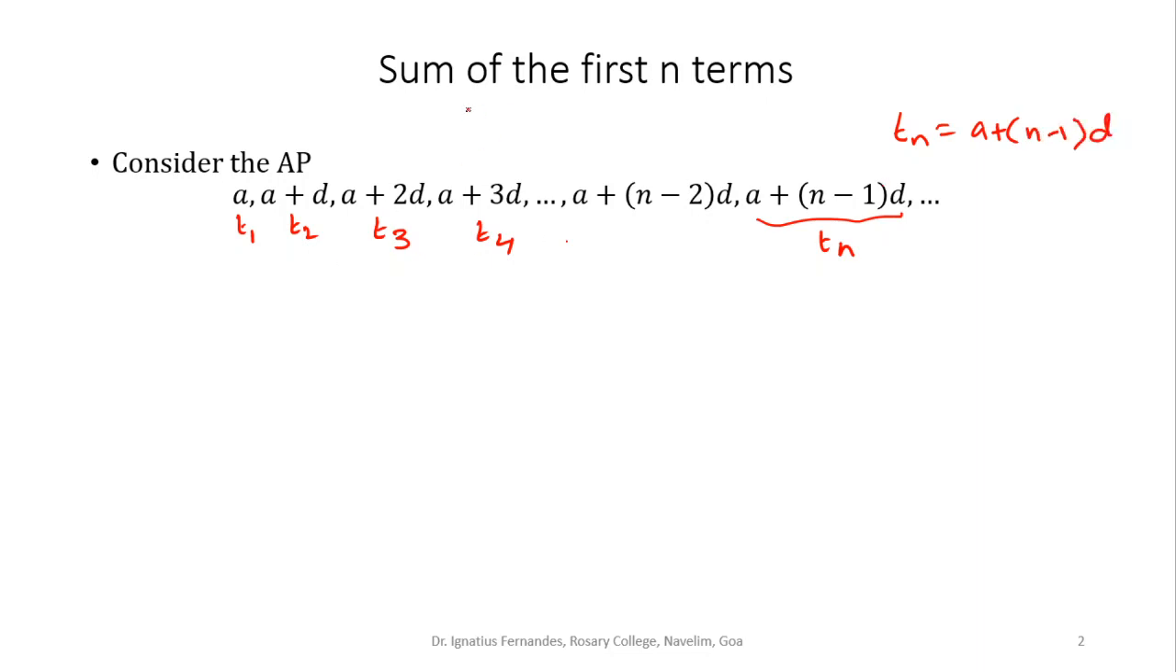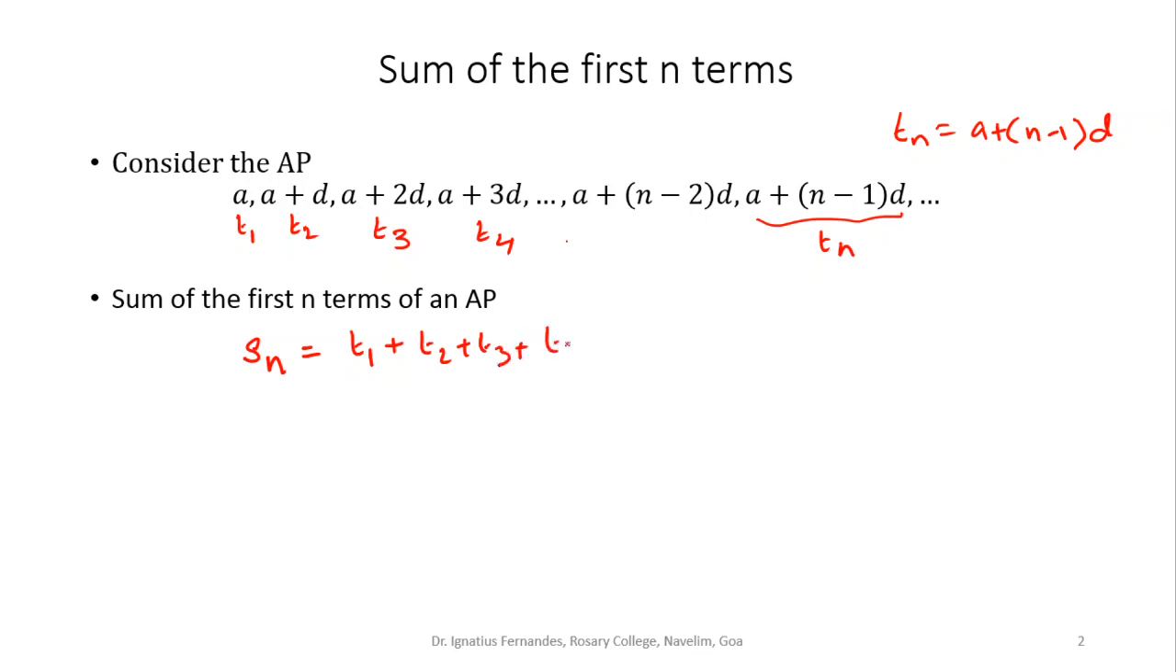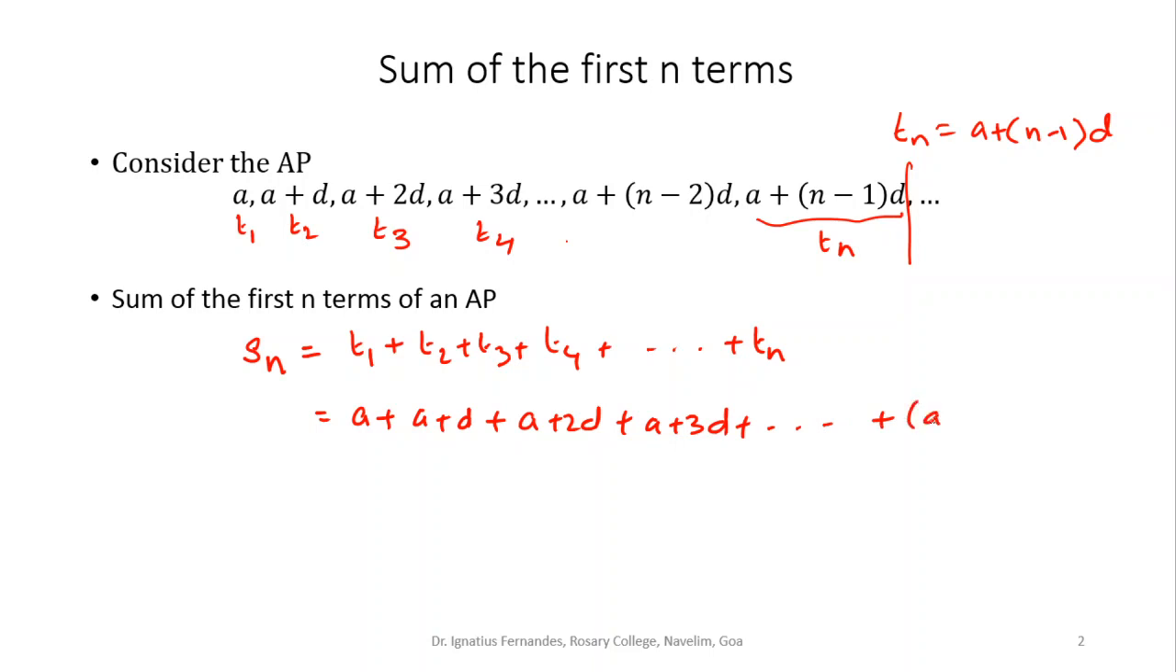So when we say the sum of the first n terms, we basically consider the sum of the first n terms. We denote it by the notation Sn, and we are considering the sum of t1, t2, t3, t4 till tn. We are considering only till the nth term, and then taking the sum of these terms. So in fact what we are doing is taking the sum of a, plus a plus d, plus a plus 2d, plus a plus 3d and so on, plus a plus (n minus 1) into d.